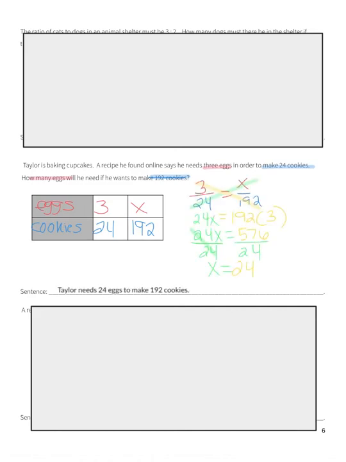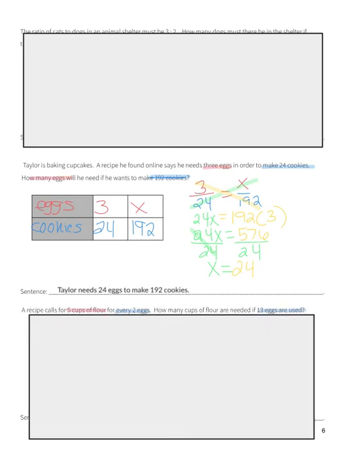Okay, I set up my proportions: 3 over 24 equals x over 192 using my table. Then I went ahead and solved using cross products. I ended up with x equals 24. What does x represent? X represents eggs, so Taylor needs 24 eggs to make 192 cookies. So this is the same as what we were doing, the only difference is you have to set up the table yourself. All right, so please go ahead and try this next one on your own.